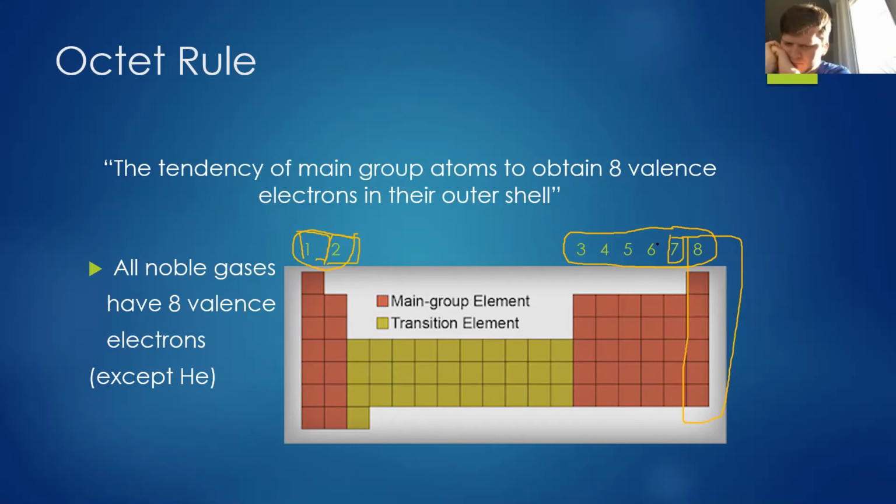So for instance, I like to use the halogens as a good example because the halogens are this group here right next to the noble gases. And they have 7 valence electrons in their outer shell. So we just said everybody wants 8. So if the halogens have 7 and they want to get 8, the easiest way to get 8 is just to gain 1 more. Okay, so if they gain 1 more electron, they'll have 8, they'll be happy.